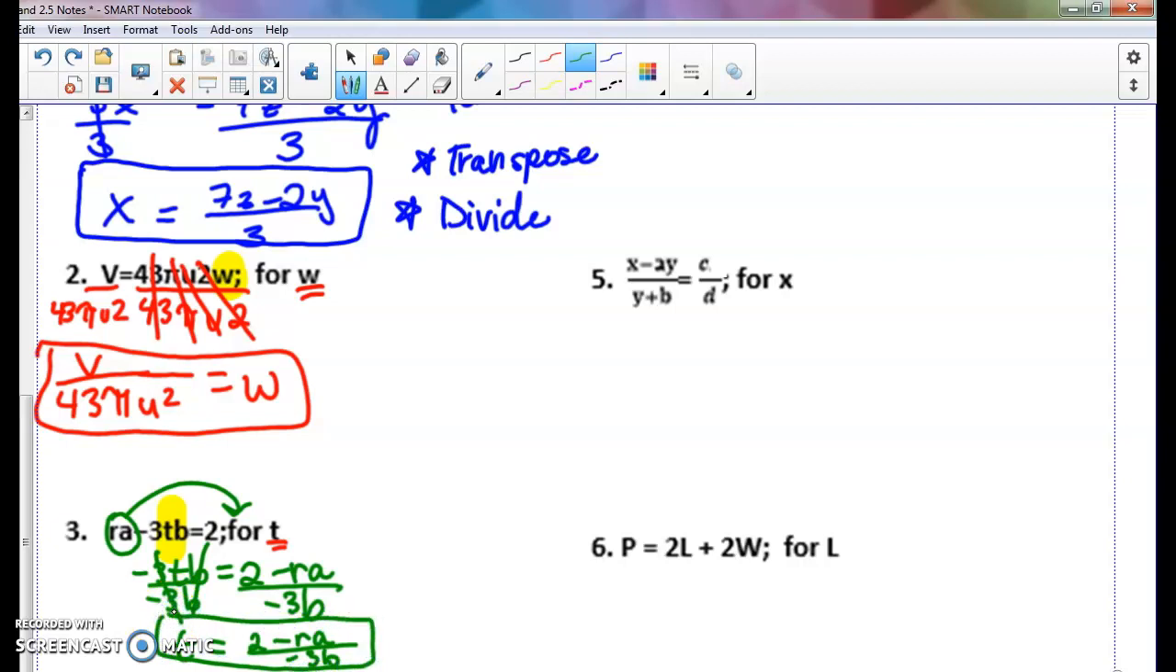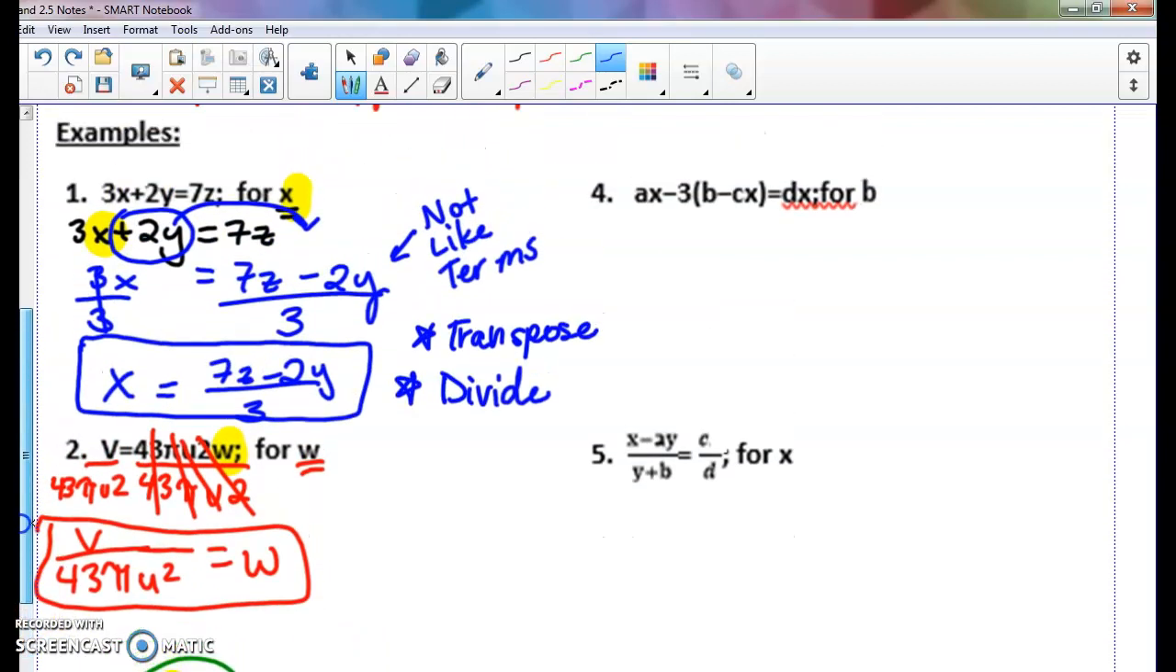And now, our example 4 is way up here at the top, so make sure you got example 3 done. So the same way as the first one, we first had to transpose, then we had to divide. This time we had to divide more than one thing. We had to divide 2. So transpose our ra, divide by negative 3b, and we're all set.